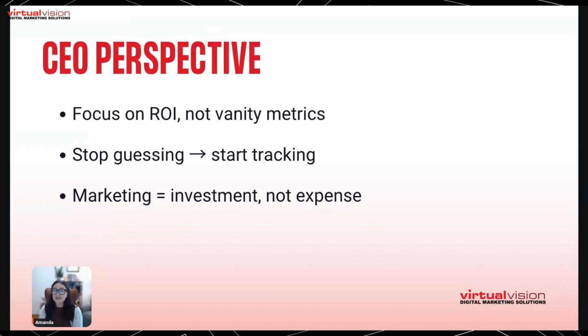So, the CEO perspective is understanding that we have to stop guessing where things are hitting. Instead, we want to know what we are tracking and what's actually happening. We stop guessing and we start tracking. And then finally, looking at marketing not just as an expense, but knowing that it's an investment.